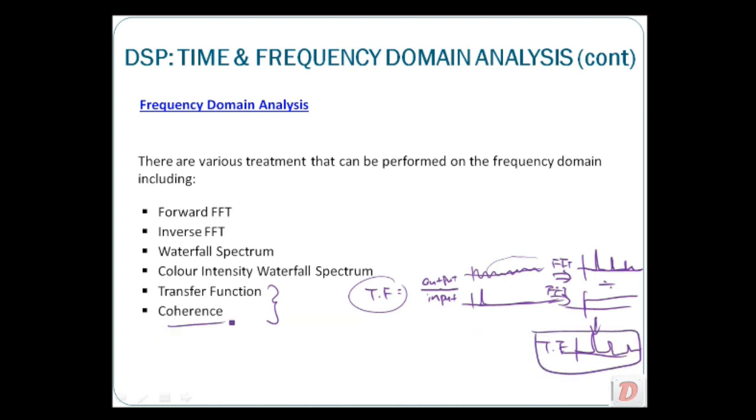So this coherence function is to measure whether your results of output and input are repeatable. If there is any noise in either the output or the input, that can be reflected in the coherence function. We will discuss these two in a later topic. But at this stage, you know that these two functions can only be done in the frequency domain and are part of frequency domain analysis.